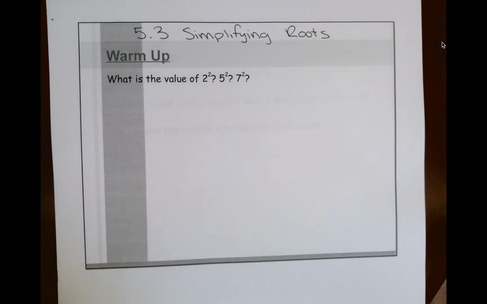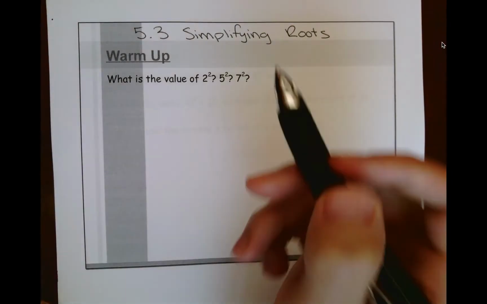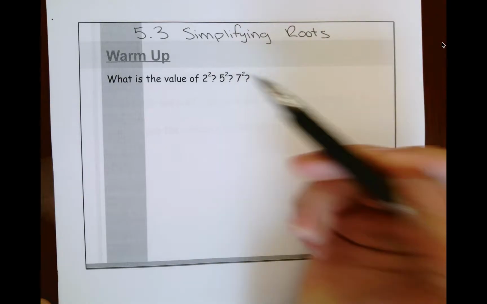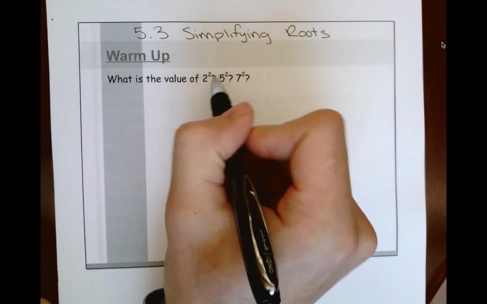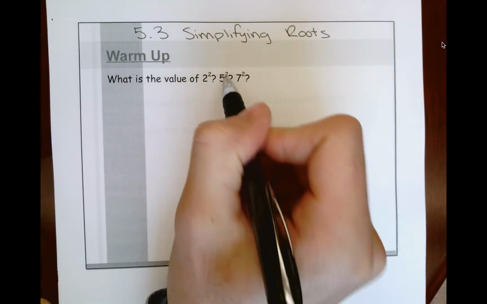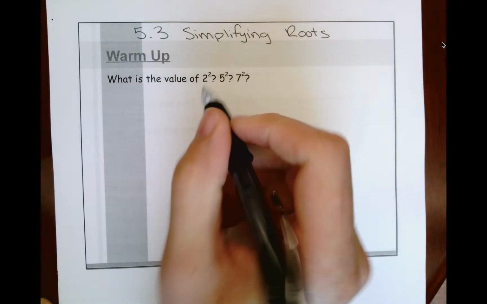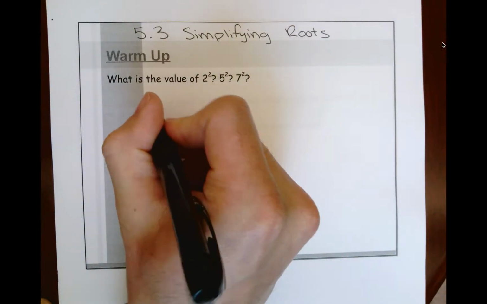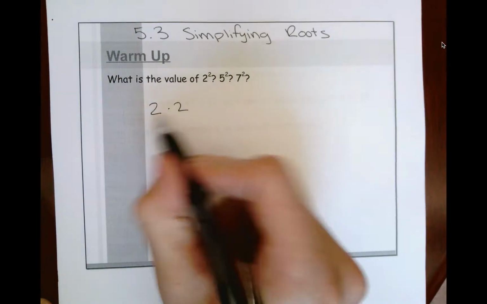So what we're going to take a look at here is simplifying square roots, and where we start with this whole process is understanding what it means to square something. So looking at what 2 squared, 5 squared, and 7 squared really mean. Remember, this doesn't mean 2 times 2, 5 times 2, or 7 times 2. It's saying this number multiplied by itself twice.